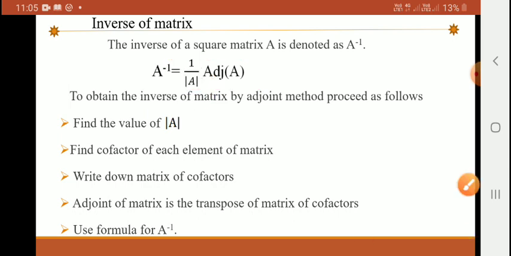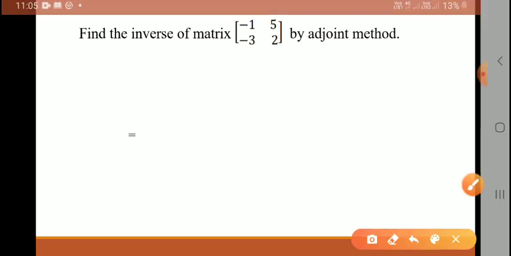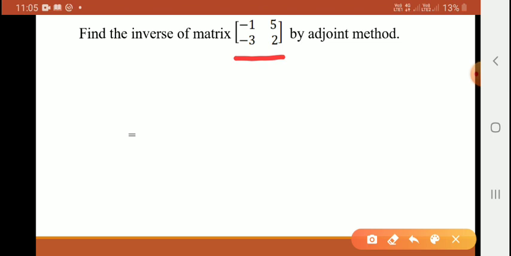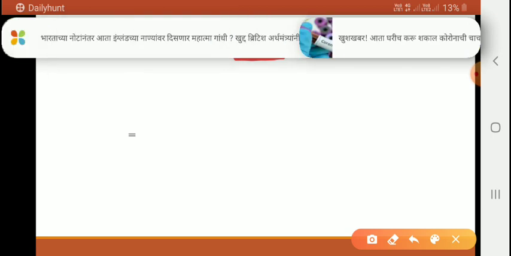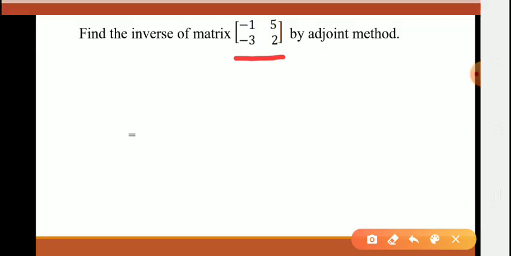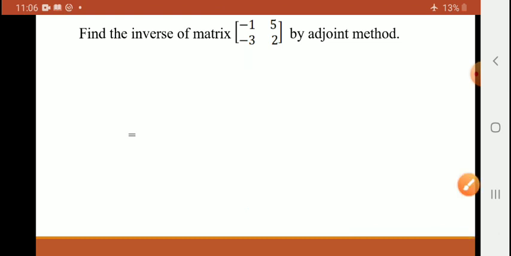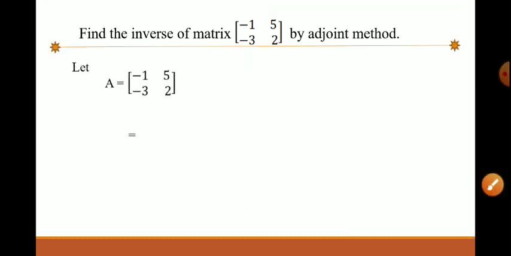Okay, so we will see a 2 by 2 matrix. Find the inverse of this matrix by adjoint method. So by adjoint method we are going to find the inverse. First we have to find minors and cofactors and determinant of that matrix. Now, first, let A be that matrix.